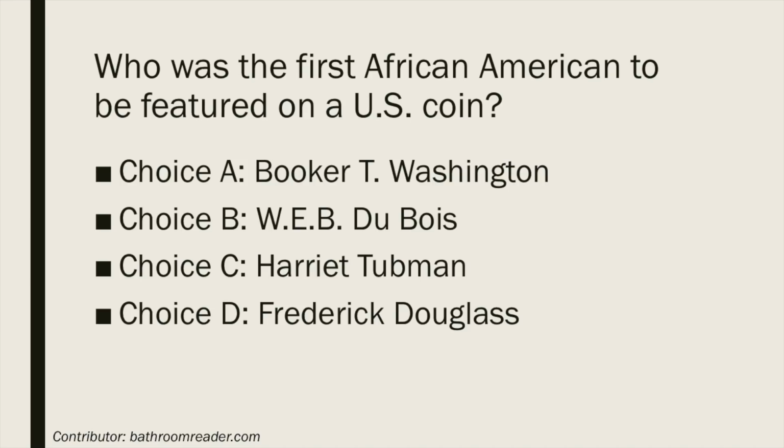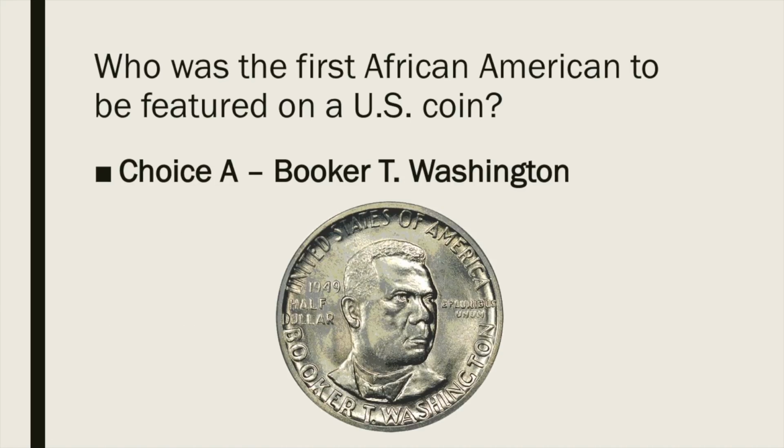The choices are choice A, Booker T. Washington, choice B, W.E.B. Du Bois, choice C is Harriet Tubman, and choice D is Frederick Douglass. So all influential Americans, but the answer is choice A. Booker T. Washington was on a commemorative $50. I think it's a cool series to collect, and I haven't gotten one of these yet, but I'm looking to in the future. But yeah, Booker T. Washington was the first African American man or woman to be featured on a coin.